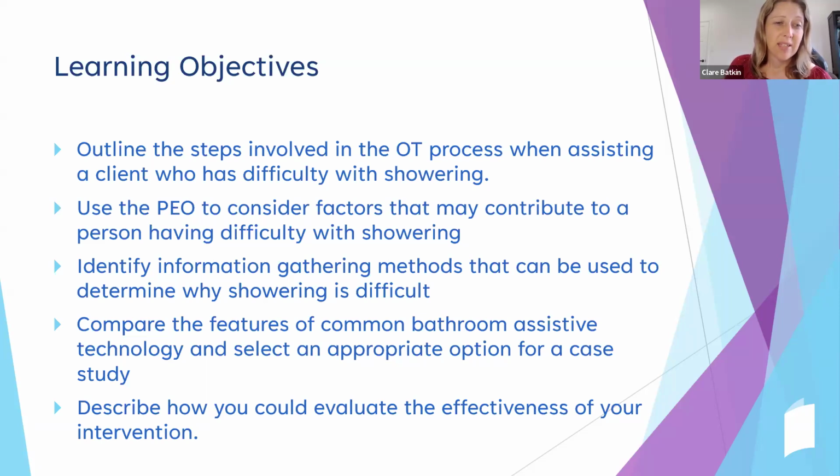You'll also be able to identify some information gathering methods that can be used to determine why showering might be difficult for somebody, and then be able to compare the features of some common bathroom assistive technology, some equipment, and select an appropriate option for this case study person. And then we'll have a brief description also of how you can evaluate the effectiveness of your intervention. So basically we'll go through the steps of the OT process, and some of the parts we'll do in a little bit more detail than others.